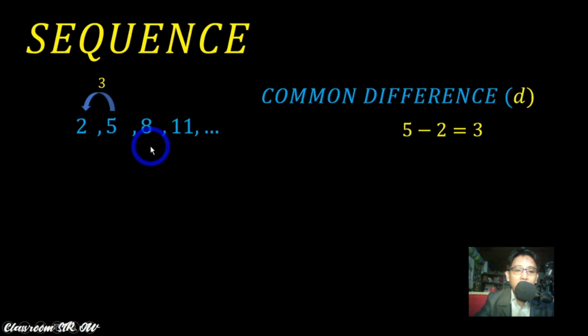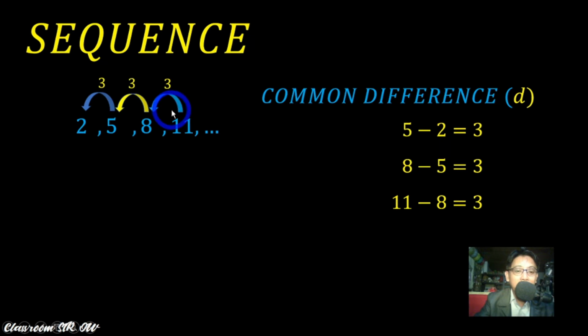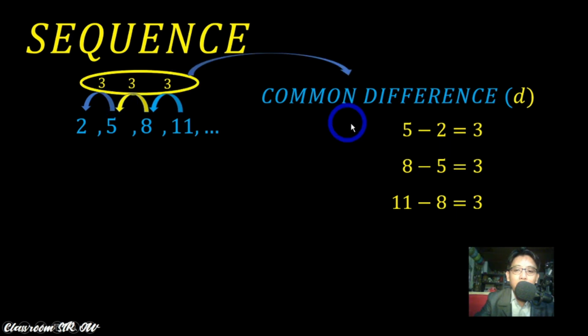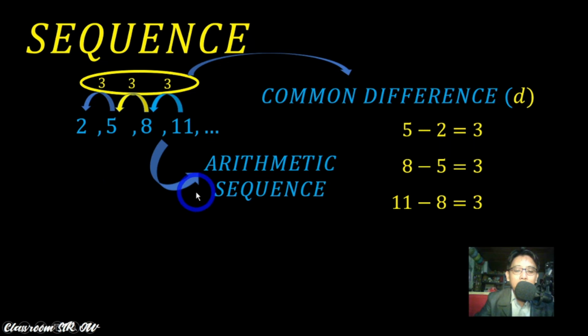If we subtract the second term from the third term, the difference is still 3. And if we subtract the third term from the fourth term, the common difference is still 3. So this 3, which is common to all of them, is what we call the common difference. Since the common difference is the same, that becomes an arithmetic sequence. This sequence is an arithmetic sequence because the difference among the terms in the sequence is the same.